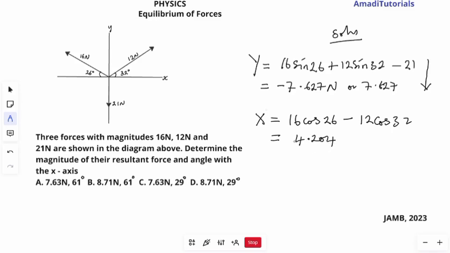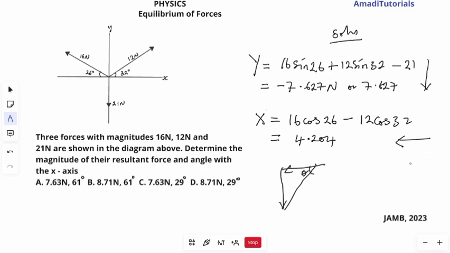And what does this positive 4 mean? It means the direction is on the left. What this positive 4 means is that 16 cos 26 is greater than 12 cos 32. And so the resultant of the horizontal force will be on the left. So if we now merge the two together, you can merge it in any form. This could go here, and then this one will be horizontal, and then your resultant will be from here to there with that angle theta.